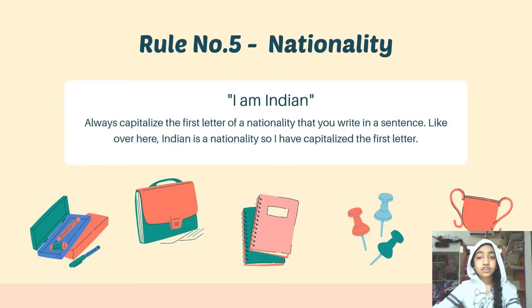Rule number 5 is nationality. Always capitalize the first letter of a nationality that you write in the sentence. Like over here, in the sentence, I am an Indian. Indian is a nationality, so I have capitalized the first alphabet.